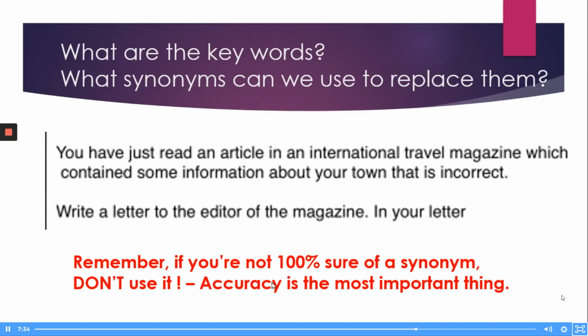Making sure that everything you're using, all the synonyms you use, are 100% accurate. If you're not 100% accurate and you're not 100% sure of what your synonym is, don't use it. Make sure that you understand your synonyms 100%, because accuracy really is the key to successful paraphrasing, and accuracy is also the key to successful vocabulary scores.